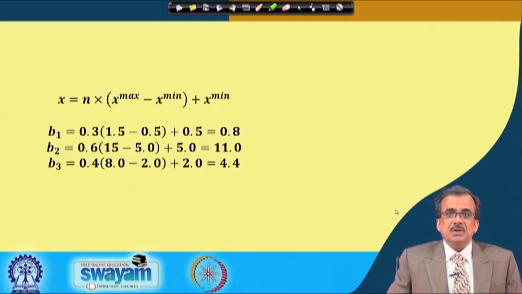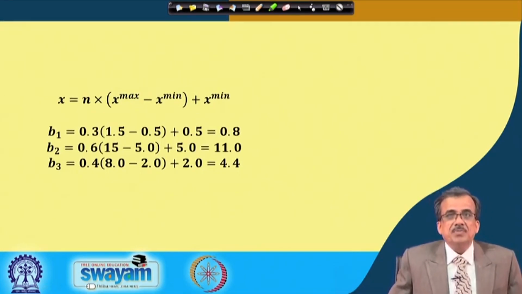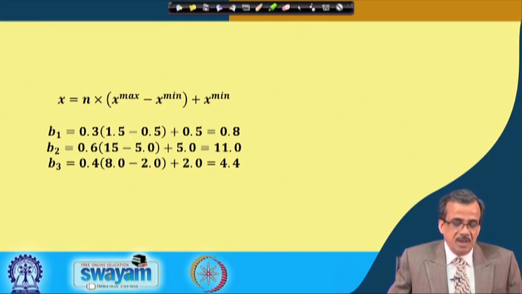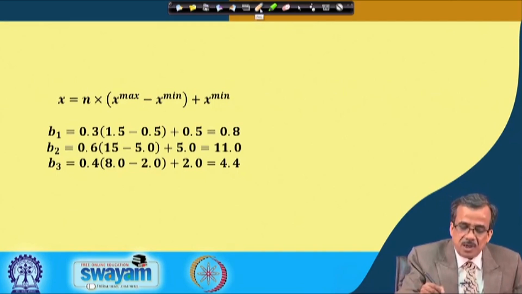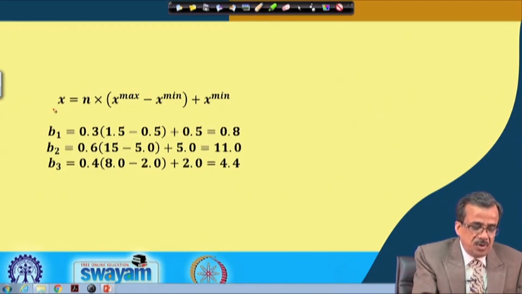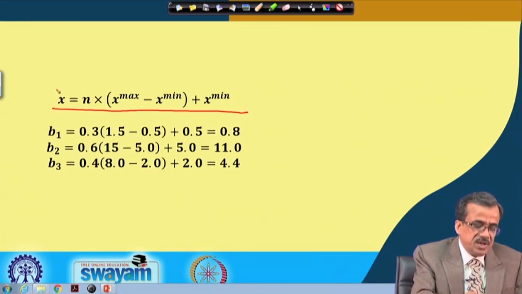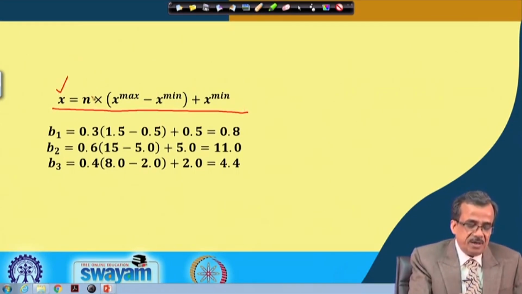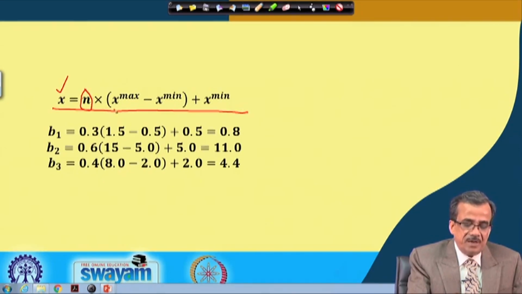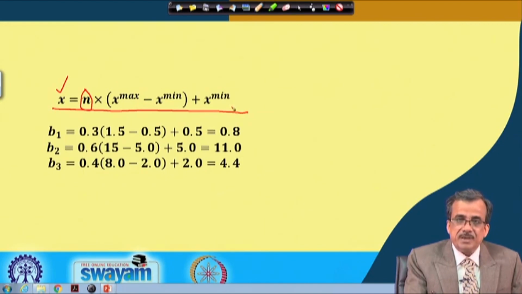Now, as I told, corresponding to the normalized value of your connecting weight, you will have to find out the real values. How to find out the real values? To find out the real values, we use this equation: x real value is nothing but the normalized value multiplied by x max minus x min, plus x min.